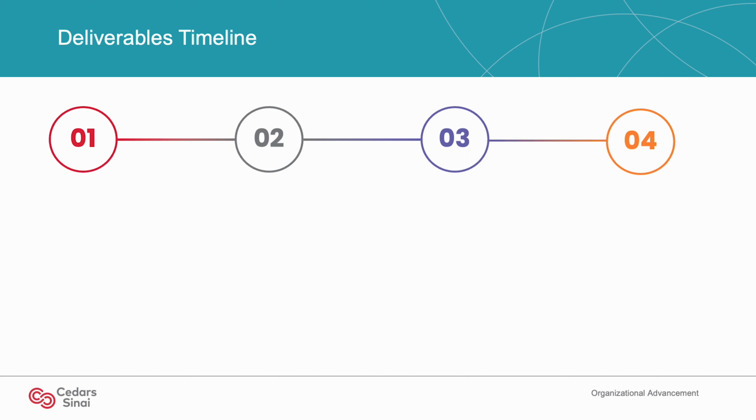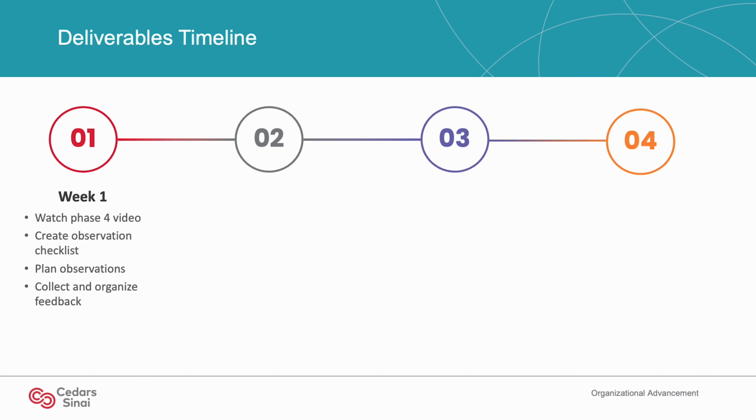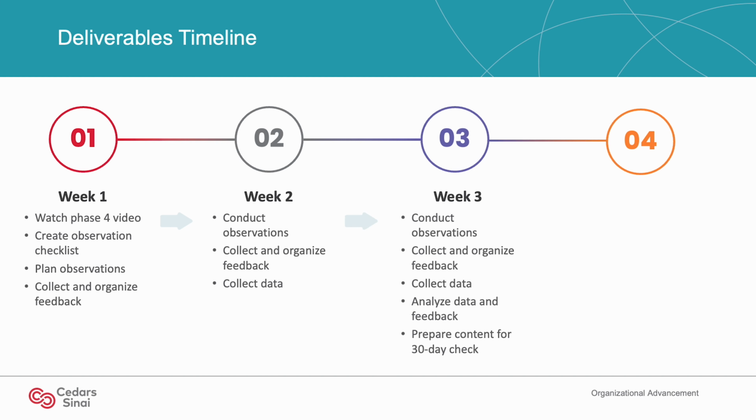Here's a suggested timeline for completing Phase 4 and its deliverables. The work for Phase 4 should not take more than 4 to 5 weeks to complete. During Week 1, the team should watch the Phase 4 video, create an observation checklist, plan observations, and start collecting feedback. During Week 2, the team should continue doing observations, obtain and organize feedback, and start collecting data. In Week 3, the team should finish up doing observations, collect feedback and data, and start analyzing them in preparation for the 30-day check meeting.